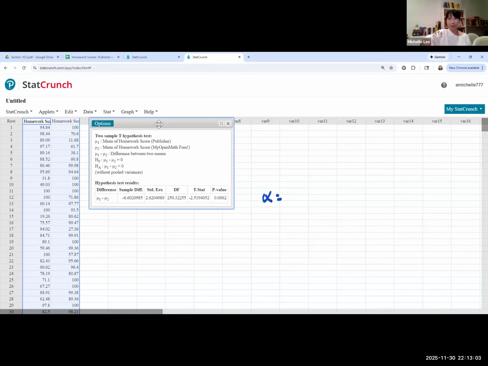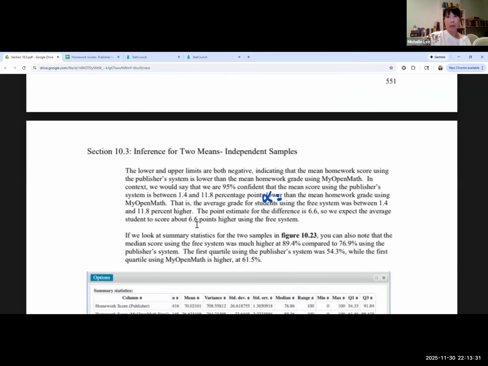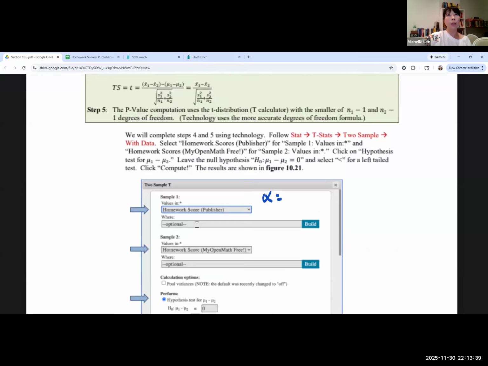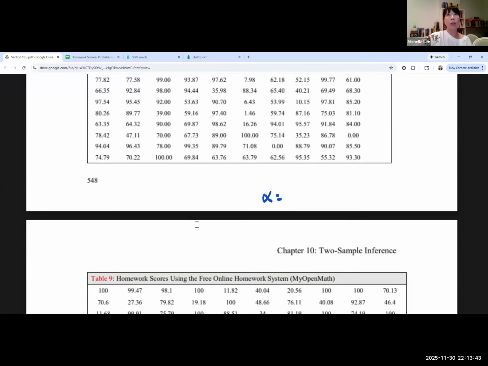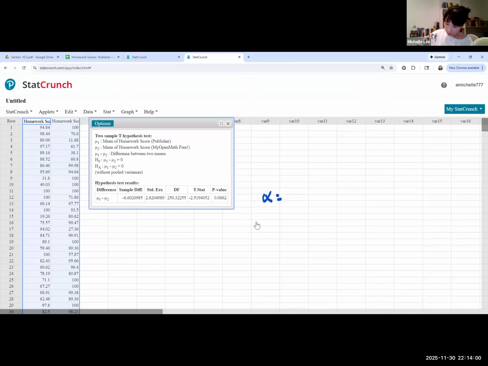What was alpha? 0.05, I believe. Okay, let me double check here. What was it? Sorry, in the beginning, right? Oh, good thing I'm checking. It's 0.01. All right. So alpha equals 0.01.